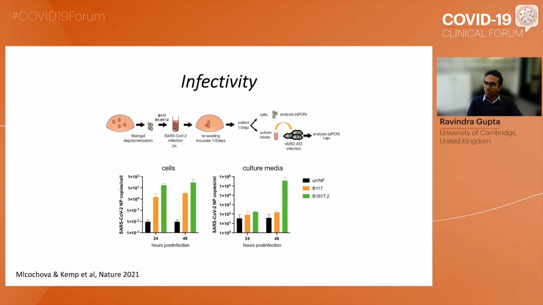We can use more sophisticated models, such as airway organoids that are derived from stem cells, to show pretty much the same thing, where the 617.2 or Delta variant is far superior in replication, both within cells and in terms of secreted virions in culture supernatants in this model system.